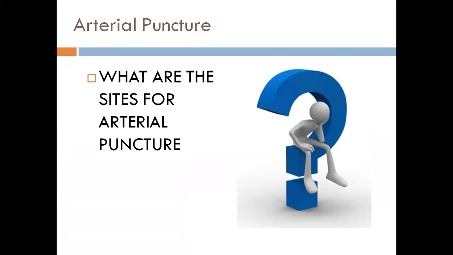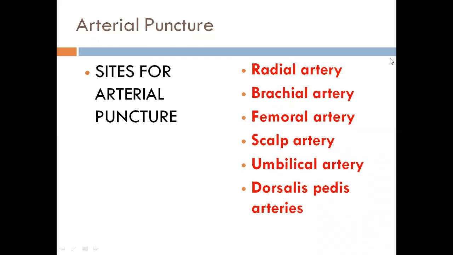So after those, who can perform arterial puncture, next question here, class, is what are the sites for arterial puncture? Okay, so sites for arterial puncture include the radial artery, and of all the sites, this is the commonly used in performing arterial puncture. Brachial artery is another artery of choice. Femoral artery, scalp artery, and umbilical artery. Scalp artery and umbilical artery are other sites to use in case of infants as our patient.